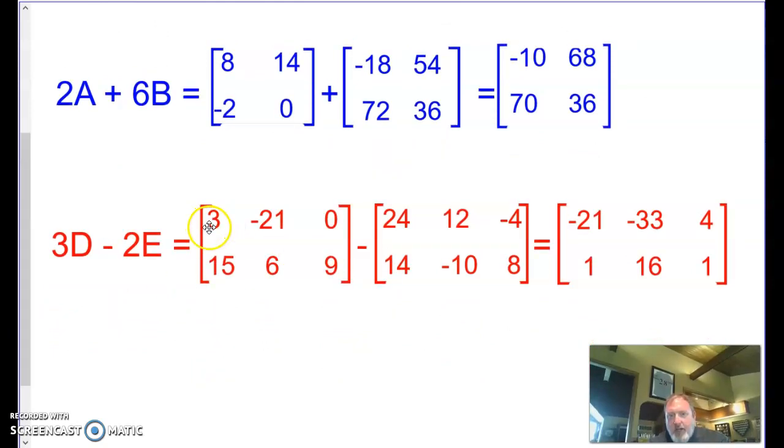So again, after we multiply, 3 minus 24, -21 minus 12, 0 minus 4. Excuse me, 0 minus -4, so it's positive. 15 minus 14, 6 minus -10, and 9 minus 8 for 1. So that is our addition and subtraction and scalar multiplication. And I've got 2 more examples to show you here for this first day of 7.2.